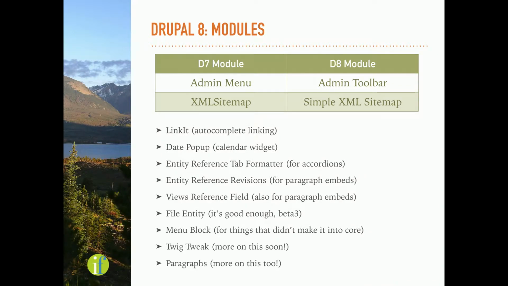It's beta 3. You're going to be using some beta modules in Drupal 8 still. It's okay. It's not the end of the world. Menu block for things that didn't make it into core. So being able to select where you want to start the menu from and doing menu depth, that's not in core. You need menu block for that. Twig tweak, which I'm going to talk about very soon, and is amazing. It saved me so much time. It'll save you time too. And then paragraphs, we'll talk about that in a little bit.